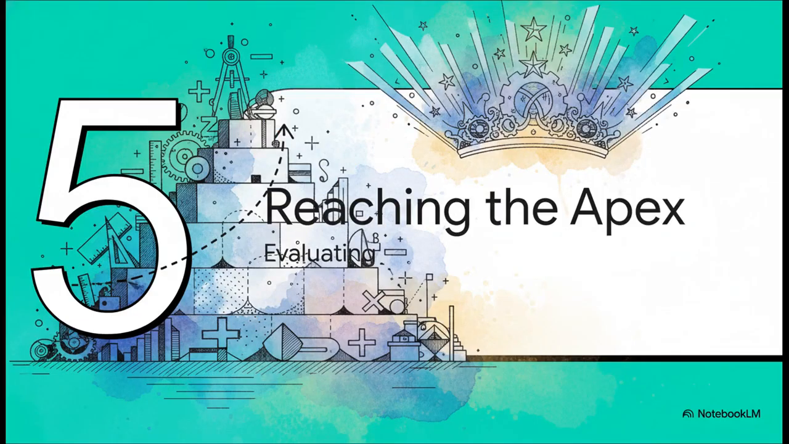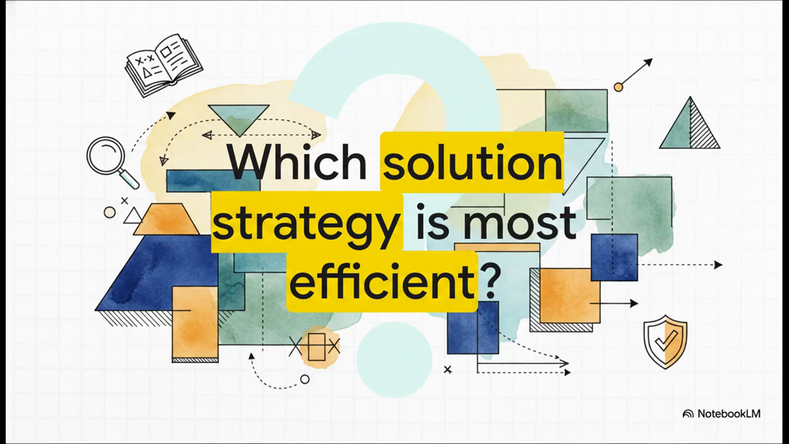Section 5, reaching the apex. We are building our momentum to the absolute highest point of the cognitive pyramid, level 7, evaluating. Consider this level 7 question. Which solution strategy is most efficient? Justify. It carries a lot of weight, doesn't it?